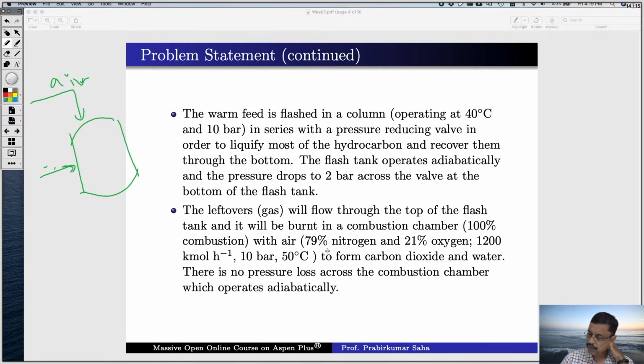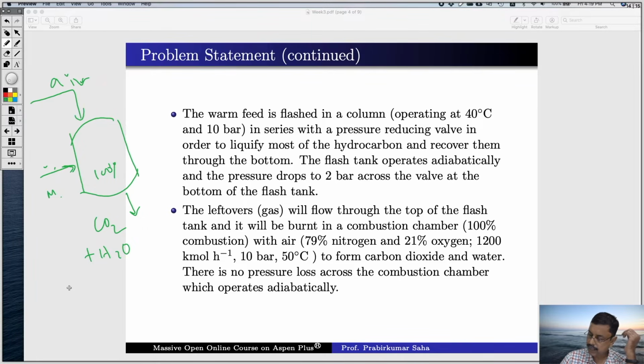So the combustion chamber is operated with 100% combustion. So there will be no gas, whatever is there, methane or ethane or whatever, there will be no trace of methane or ethane at the outlet. Outlet will be completely carbon dioxide and water.